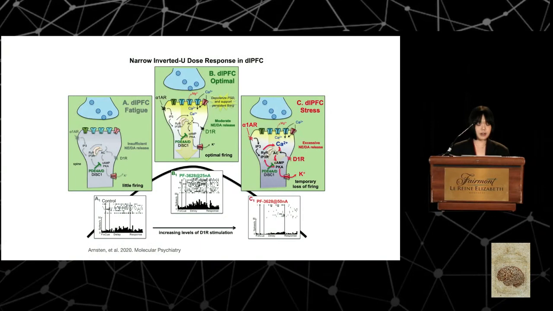On a broader scale, these neuromodulators have a narrow inverted U influence on persistent neuronal firing associated with working memory. So moderate levels of internal calcium release may support persistent firing by depolarizing the spine to unblock NMDA receptors. And that's basically what I was talking about in the earlier slide.